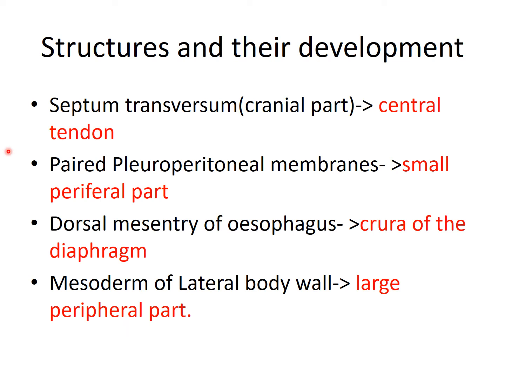Having studied the development of the diaphragm, let us see what embryonic components give rise to the diaphragm. The septum transversum cranial part gives rise to the central tendon of the diaphragm. The paired pleuroperitoneal membranes give rise to the small peripheral part of the diaphragm. The dorsal mesentery of the esophagus gives rise to the right and left crura of the diaphragm. The mesoderm of the lateral body wall, that is the thoracic wall, gives rise to a large peripheral part of the diaphragm.